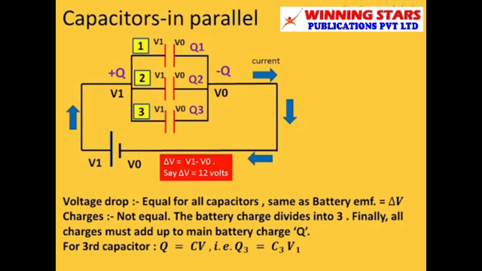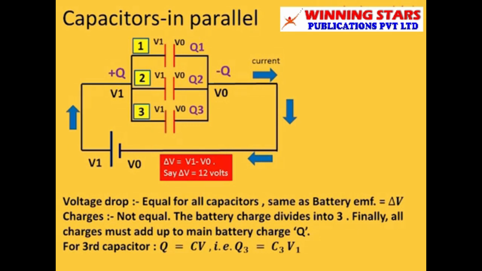Coming to the third capacitor, Q3 again will be equal to C3 into the same potential difference, which is V1 in this case. So it's becoming simpler now. So we have fixed the charges that got distributed among those three parallel capacitors. Now we know that the battery gives a plus Q charge, which is written on top of that line, and a minus Q charge. So the battery charge total is Q.